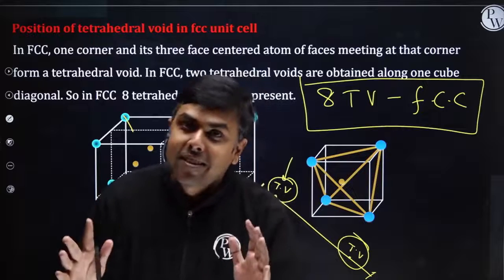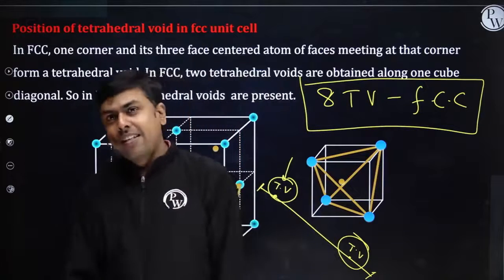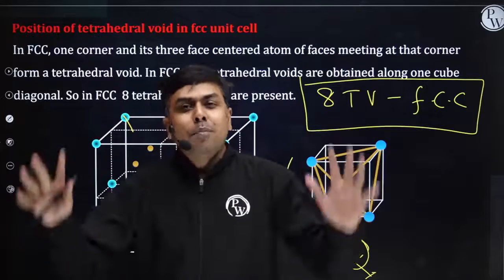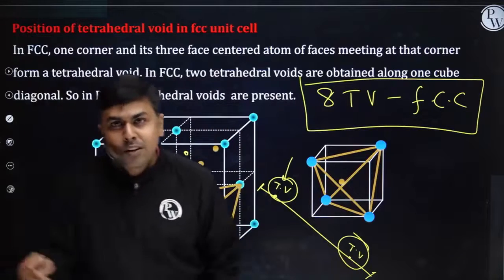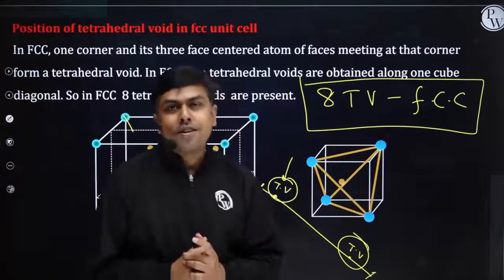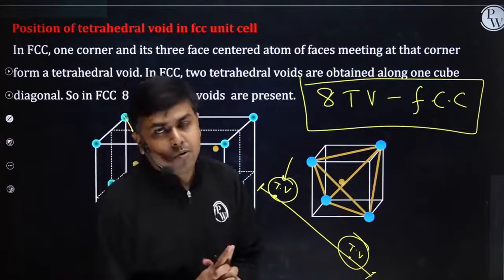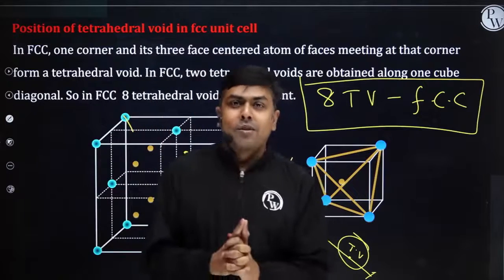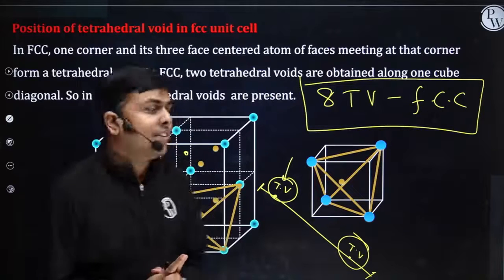at edge center. Students, there are 12 edges. Each edge is having a contribution of 1 by 4. So what's the total number of octahedral voids? 12 into 1 by 4 plus 1. 12 along each edge center, each edge having a contribution of 1 by 4. So 3 net effective octahedral voids from edges, plus 1 effective octahedral void from body center. Total 4. Am I clear? Okay.